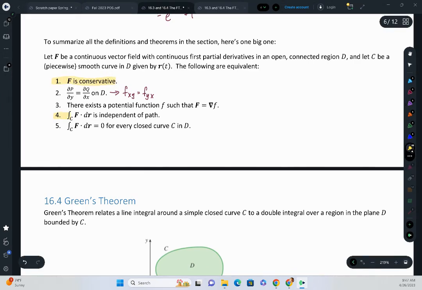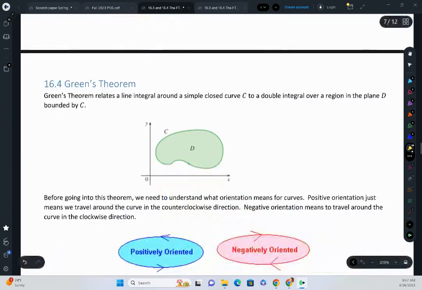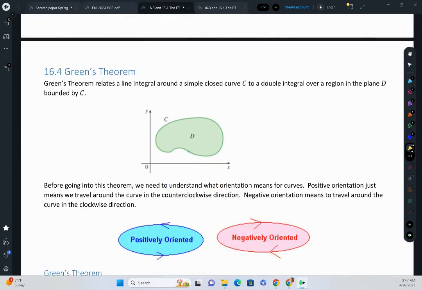Then our line integral will be independent of path, and that will also mean that we're dealing with a gradient vector function, and so we can use our fundamental theorem of line integrals. This time we're learning a theorem called Green's theorem. And Green's theorem relates a line integral around a curve to a double integral over a region.